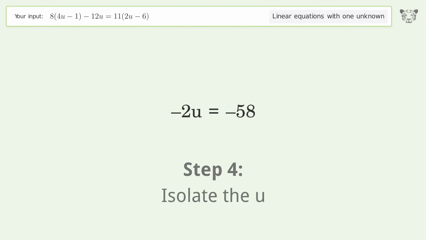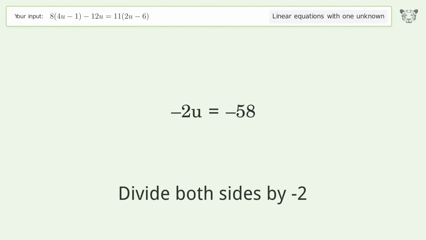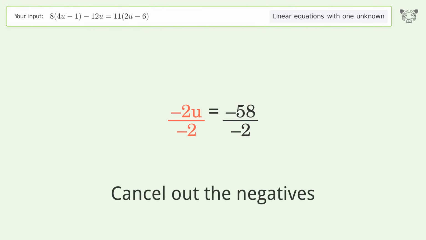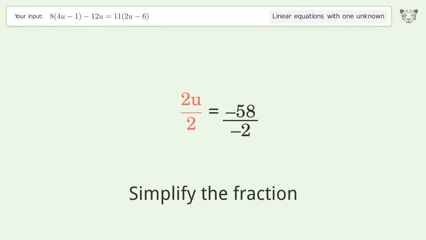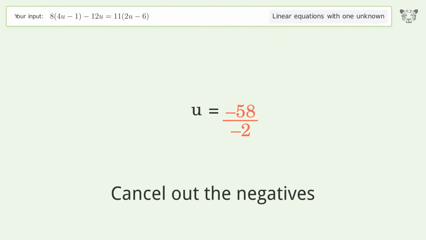Isolate the u. Divide both sides by -2. Cancel out the negatives. Simplify the fraction. Cancel out the negatives.